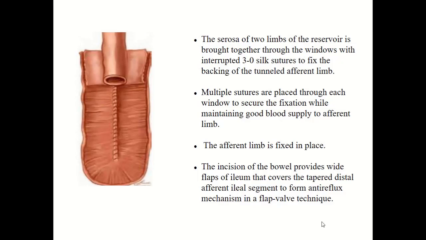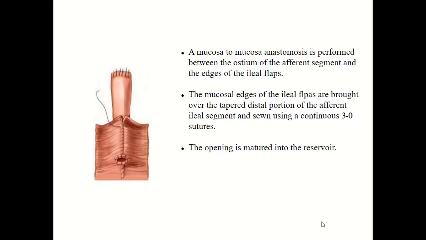The incision of the bowel provides a wide flap of the ileum that covers the tapered distal afferent ileal segment to form the anti-reflex mechanism in a flap wall technique. A mucosa to mucosa anastomosis is performed between the ostium of the afferent segment and the edge of the ileal flap. The mucosal edges of the ileal flaps are brought over the tapered distal portion of the afferent ileal segment and sewn using 3-0 suture. The opening is matured into the reservoir.